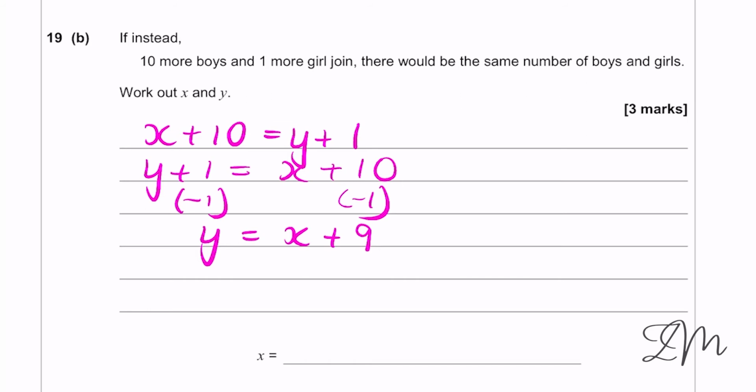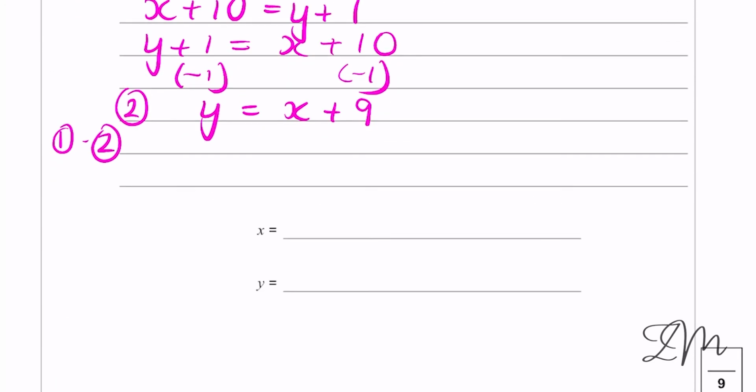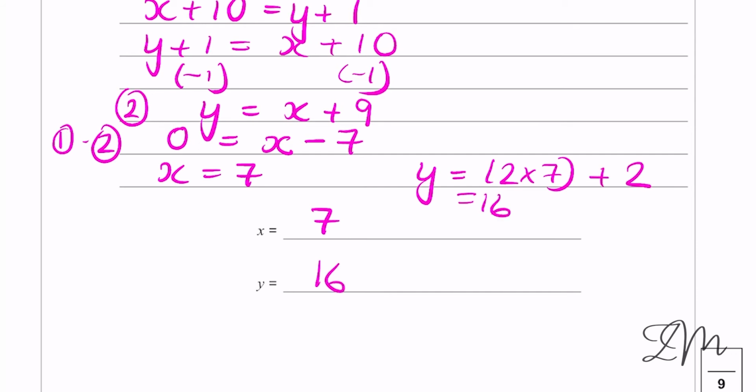So what we're going to do is substitute in, so we can eliminate the y's, or we can just take them away. It doesn't really matter how you do it. If we say that's 1 and that's 2, we do 1 take away 2. y take away y is going to give you 0. 2x take away x is going to give you x. 2 minus 9 is going to give you minus 7. So x equals 7. Now if we sub that back into any equation, let's sub it into the top one, we get y equals 2 times 7, which is 14, plus 2, which is going to give us 16.